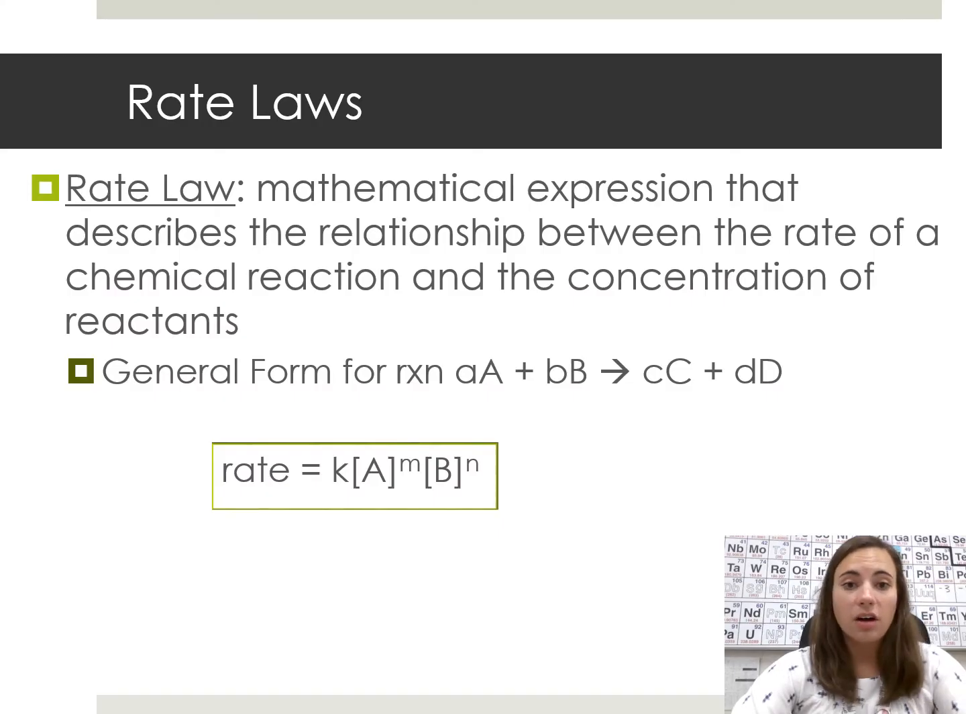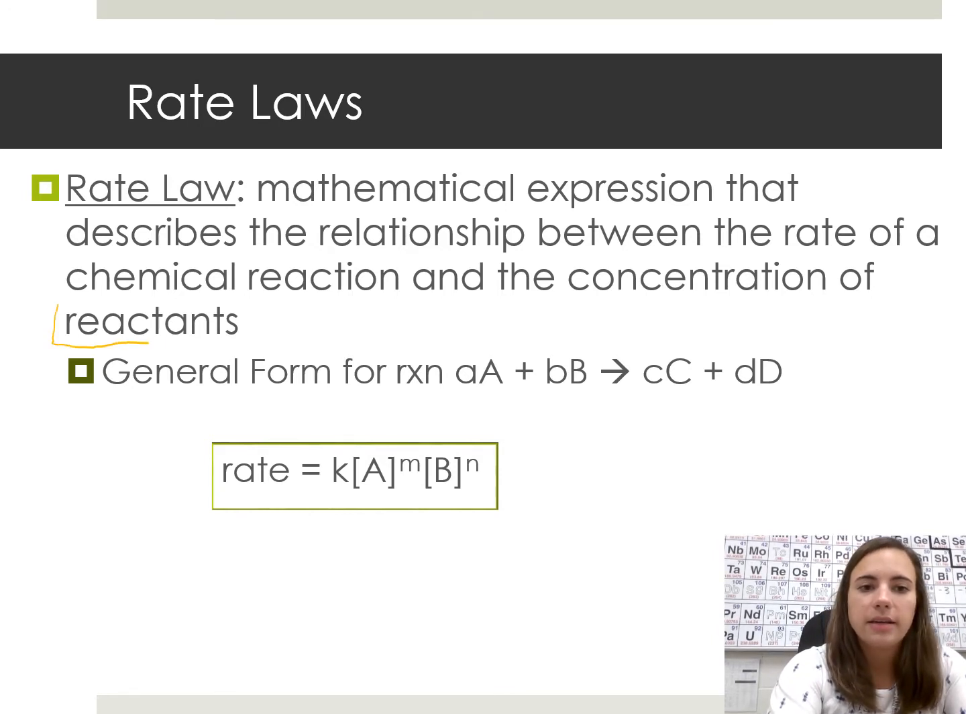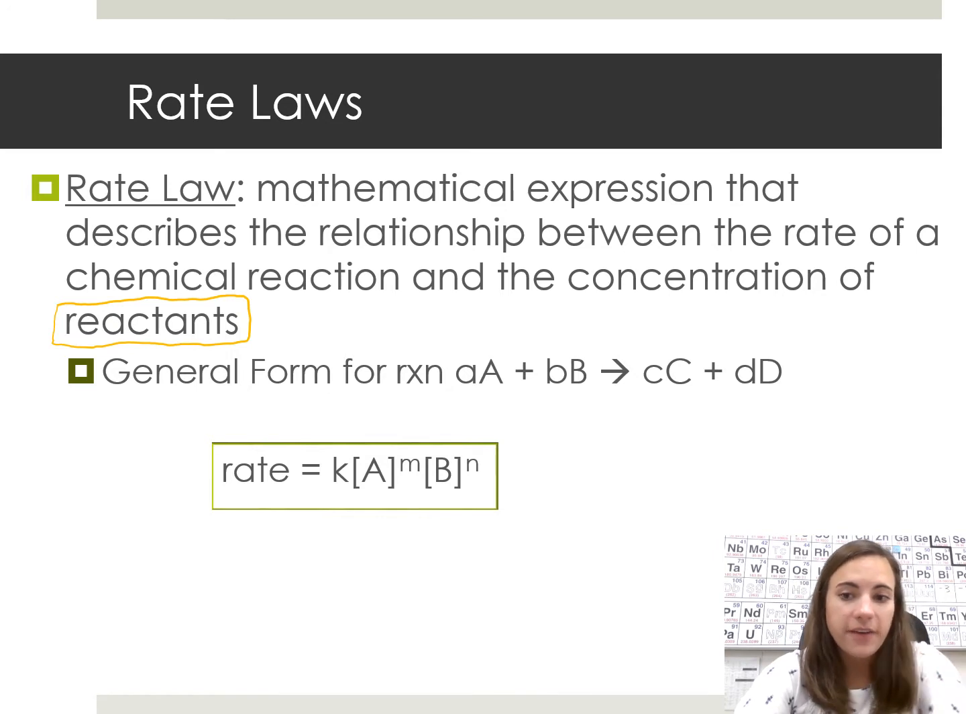So a rate law is a mathematical expression that describes the relationship between the rate of a chemical reaction and the concentration of reactants. Now, this is important to note because we'll see that rate laws only involve reactants. So a rate law is really just a way to quantify how the concentration of reactants affects the rate of the reaction, okay?